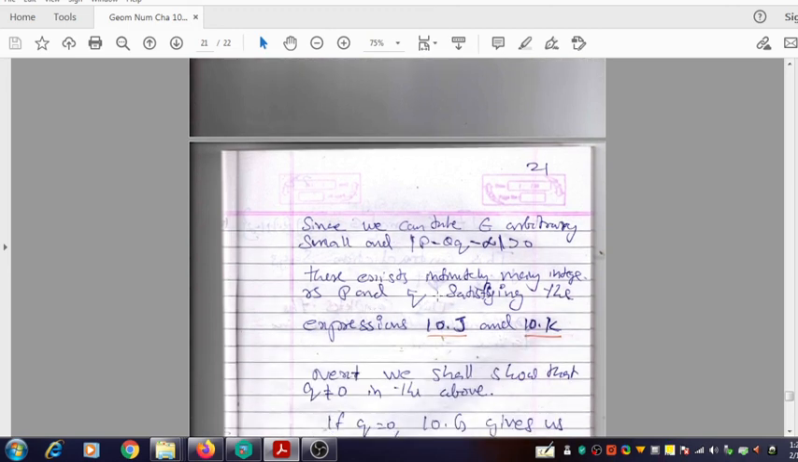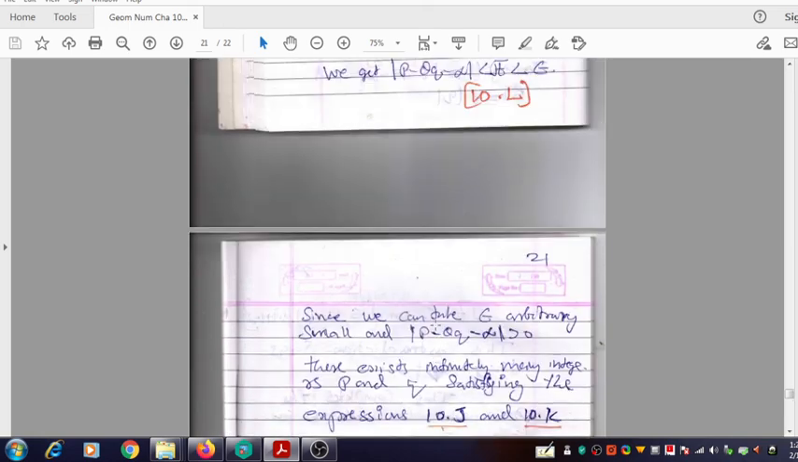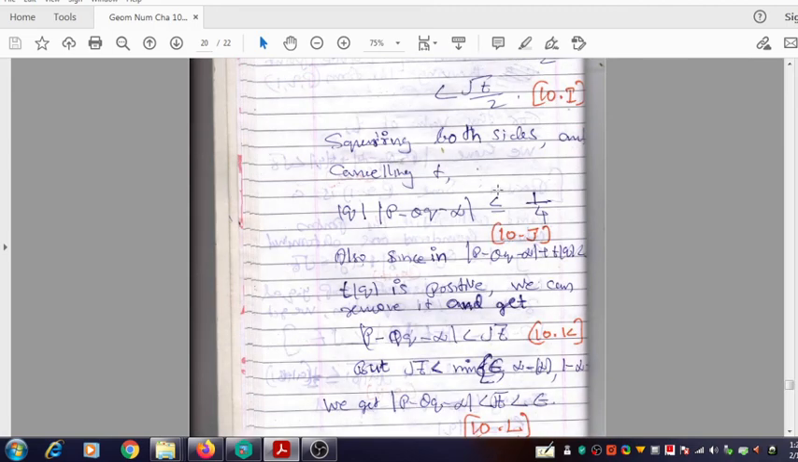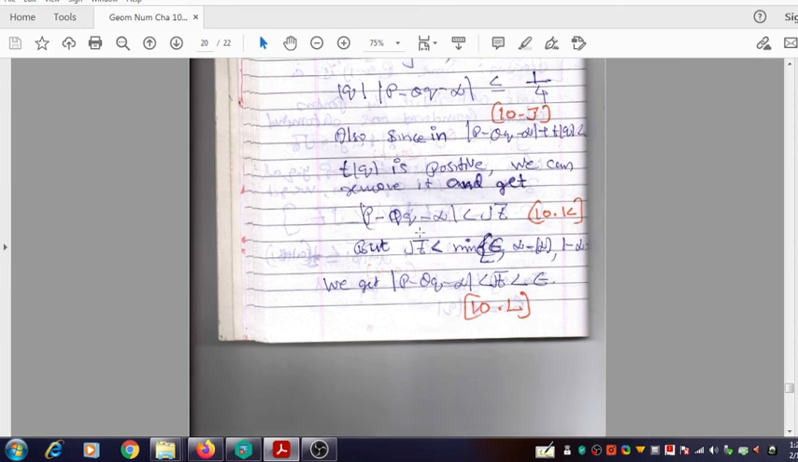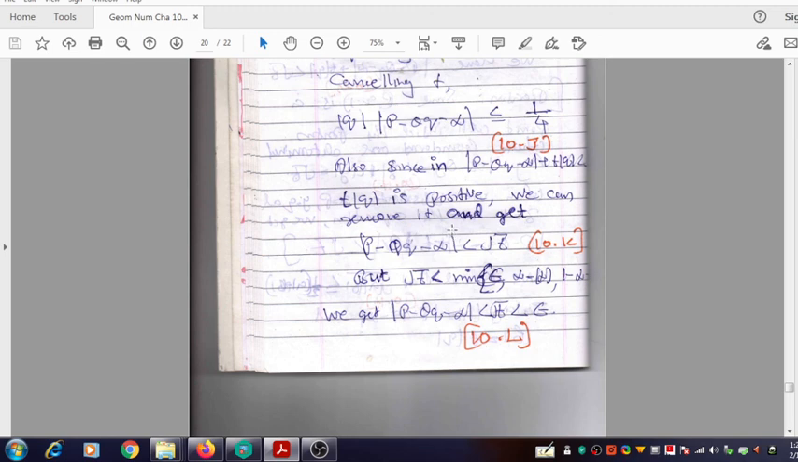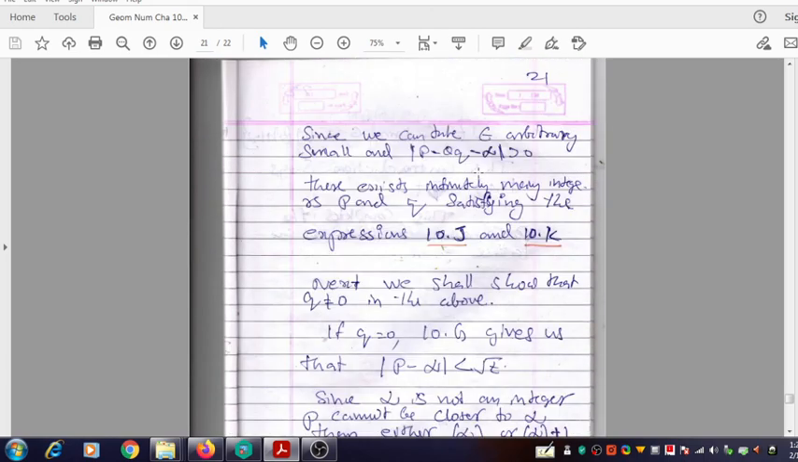Hence there exist infinitely many integers p and q satisfying the expressions 10.j and 10.k. The expression 10.j is this one, less than or equal to 1 by 4, and 10.k is modulus of p minus theta q minus alpha less than root t. And these are the two inequalities that we wanted to prove to establish the theorem. We have obtained that, and finally we get that there exist infinitely many integers p and q.